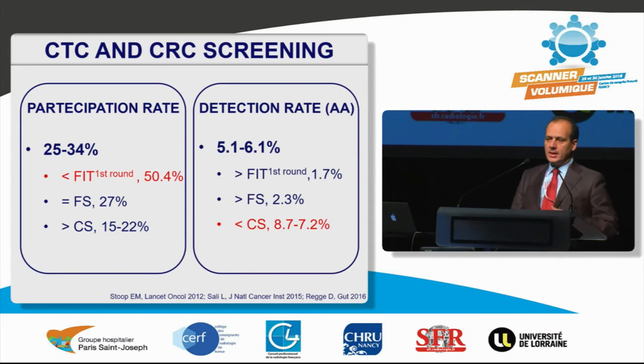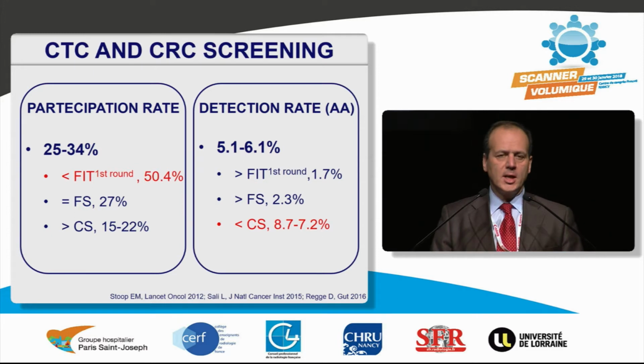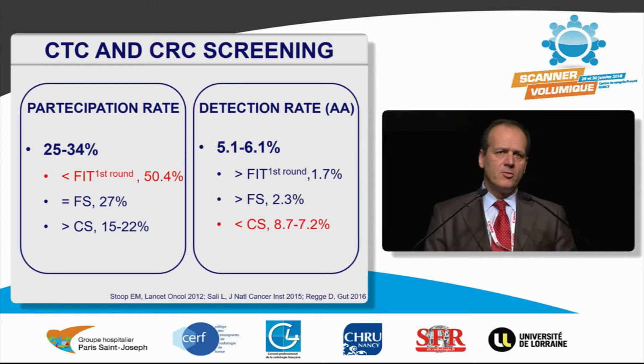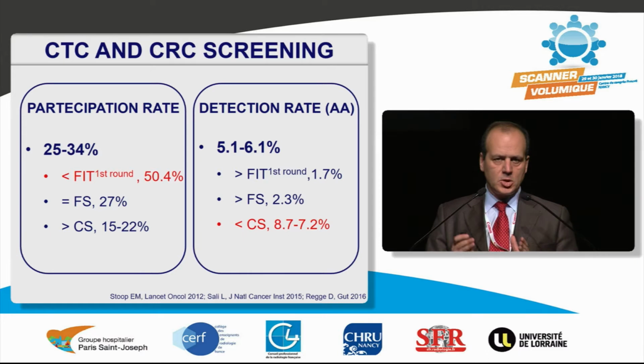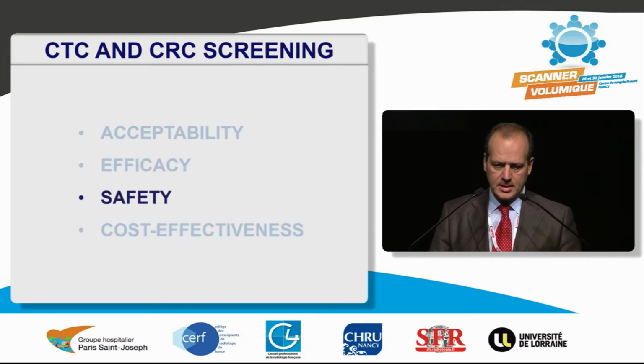And the detection rate for advanced adenoma is in the area of 5 to 6%, which is lower than colonoscopy as expected, and as I told you before, which is around 7 to 8%, but much higher than flexible sigmoidoscopy, which is used in the UK or in the north of Italy as a screening test, and much higher than fecal immunochemical tests, which have a detection rate of 1.7%. So in terms of participation and detection rate, we are there. CTC can be offered as a screening test.